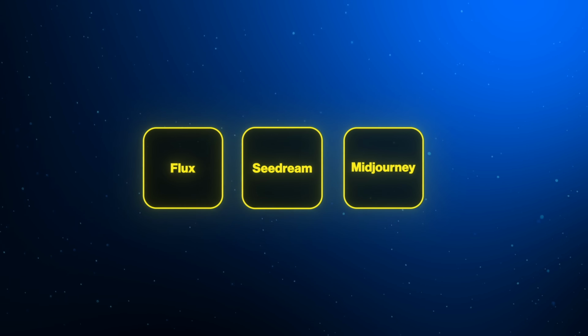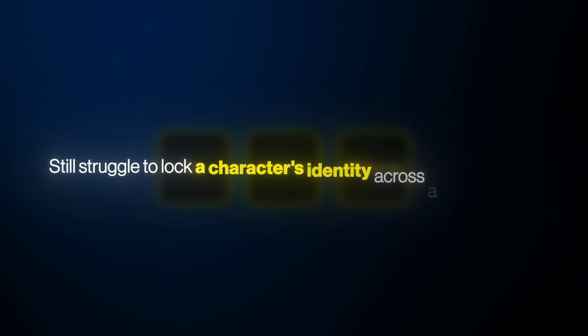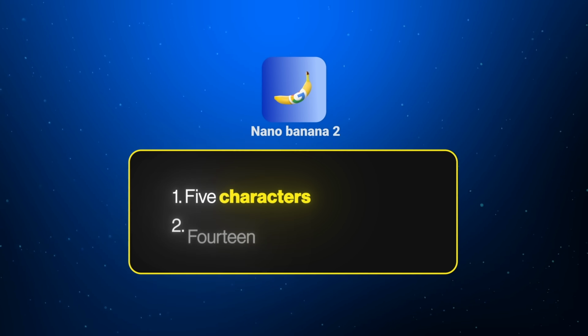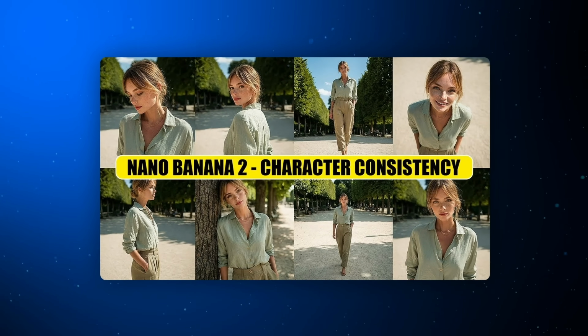The original Nano Banana started drifting after just 1 or 2 scene changes, and even bigger models like Flux and Seedream, and even Midjourney's style reference system still struggle to lock a character's identity across a full sequence. The face might hold, but the outfit changes, or the hair color shifts slightly, or the overall vibe just doesn't match. Nano Banana 2 can keep up to 5 characters and 14 objects consistent across an entire workflow.